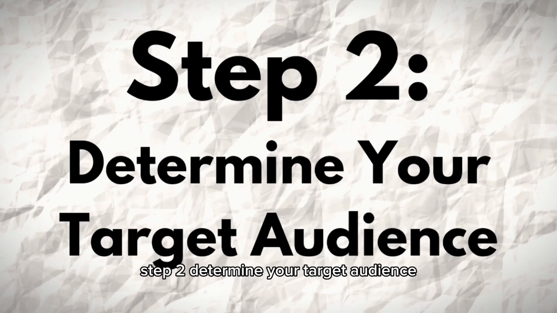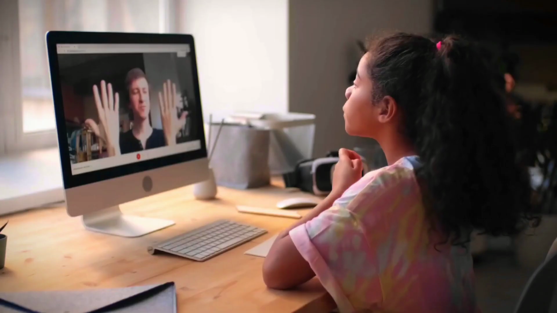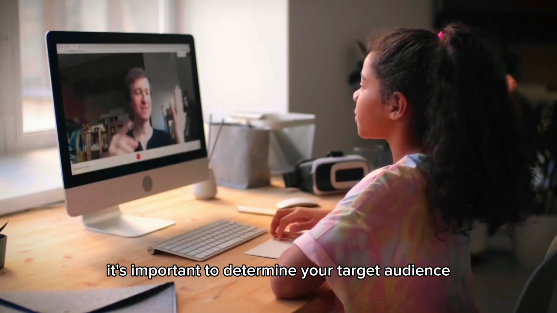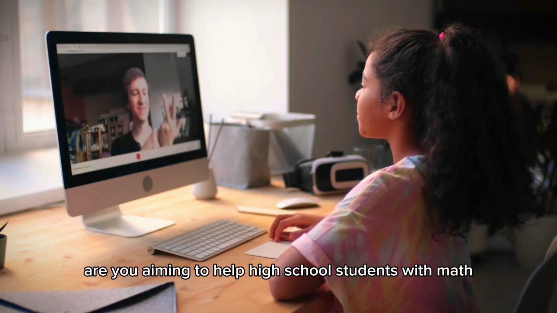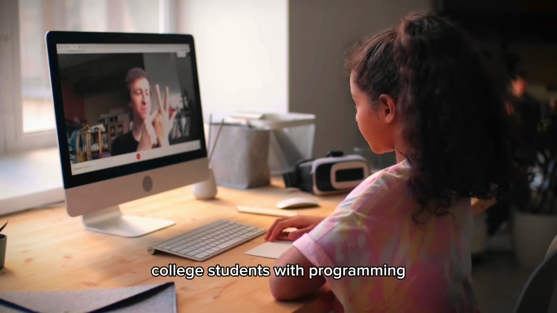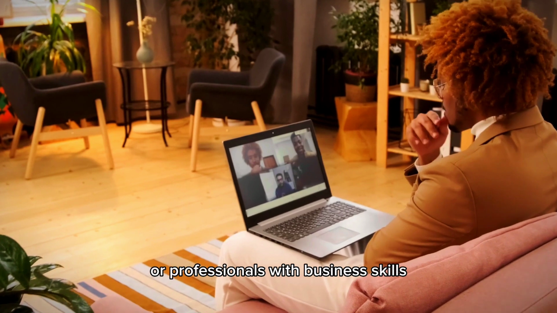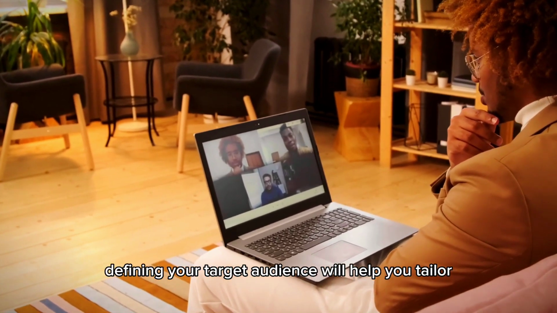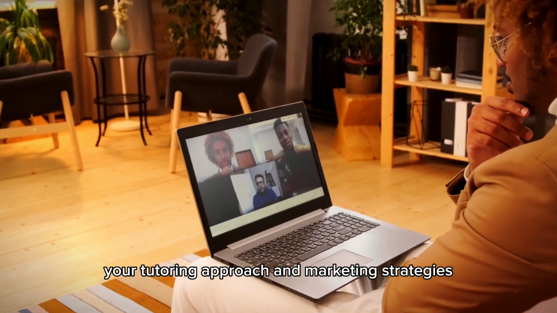Step 2. Determine your target audience. Once you've identified your expertise, it's important to determine your target audience. Are you aiming to help high school students with math, college students with programming, or professionals with business skills? Defining your target audience will help you tailor your tutoring approach and marketing strategies.